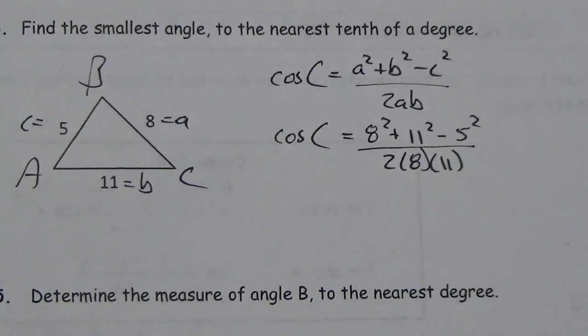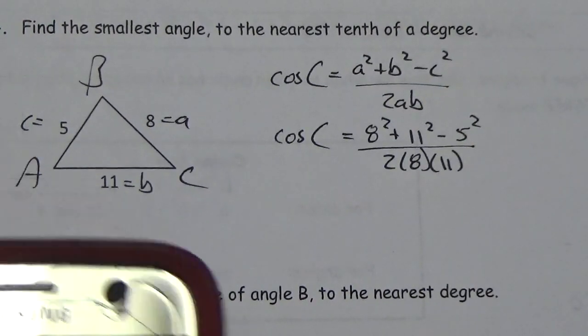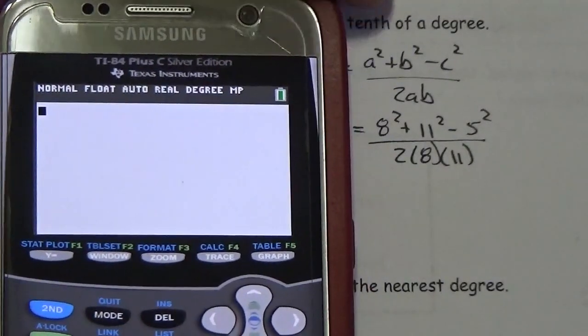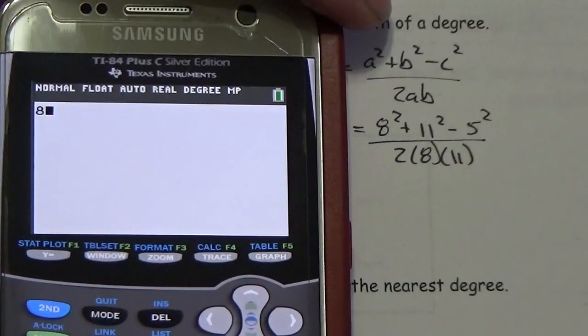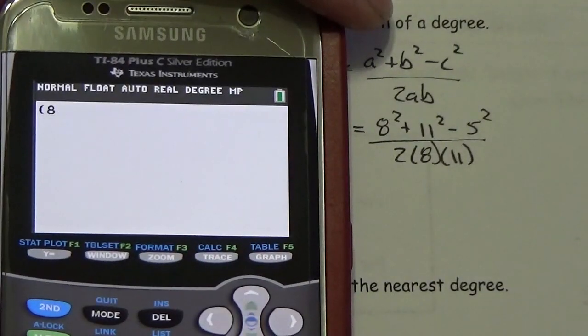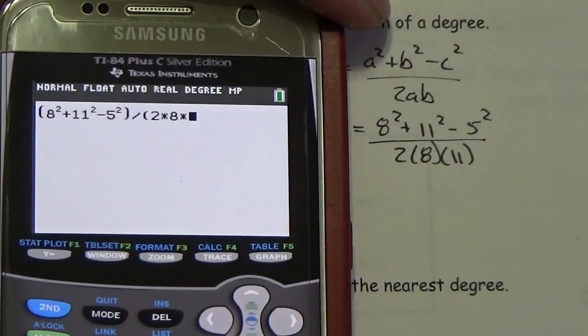Okay? And so now we are going to plug this into our calculator. Now, my calculator battery died, so I got to use a little substitute here. So 8, whoops, sorry, I almost forgot. I almost did that wrong here. I got to put brackets around the numerator there. 8 squared plus 11 squared minus 5 squared, divided by 2 times 8 times 11.